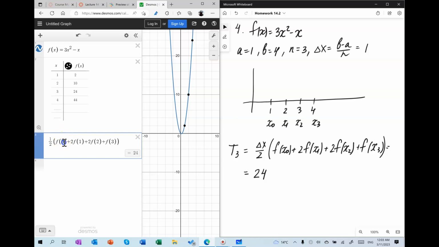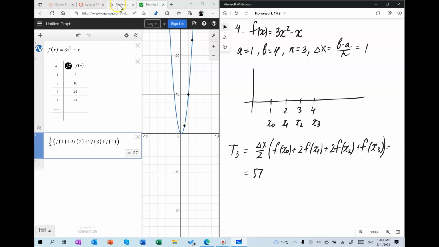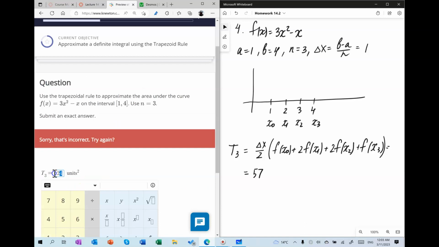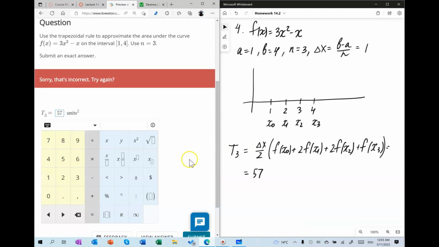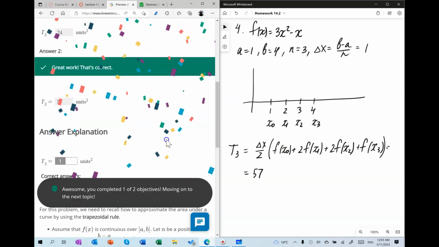Oh my god, I did not adopt the formula correctly. The answer is 57. And that's correct.